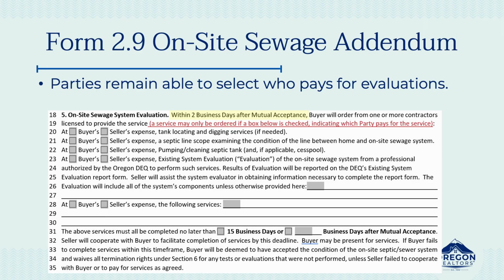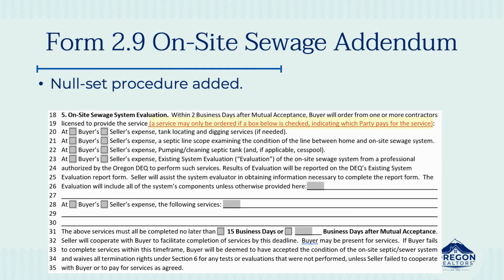There's also an addition to this contract that states a service may only be ordered if a box below is checked, indicating which party pays for the service. If you don't check one of the boxes stating the buyer pays or the seller pays, that is not a service being ordered because nobody is paying for it. So make sure you specify, for example, a tank location, or pumping and cleaning septic systems or cleaning the cesspool, by saying the buyer pays for the pumping, the seller pays for the existing system evaluation.